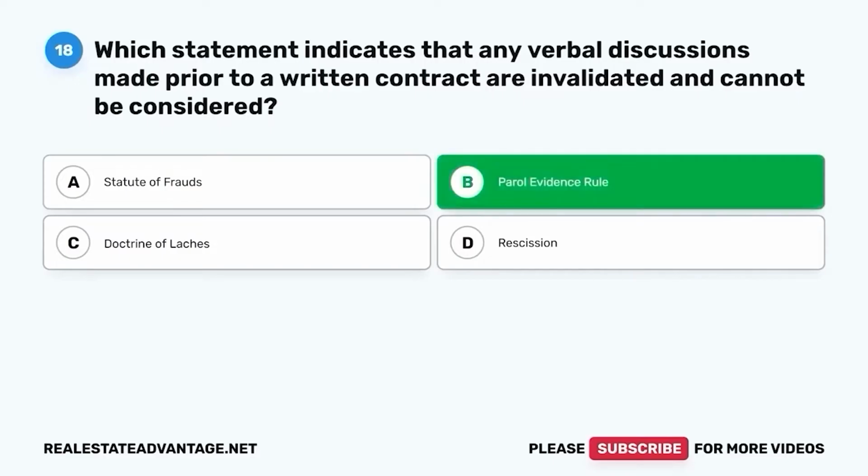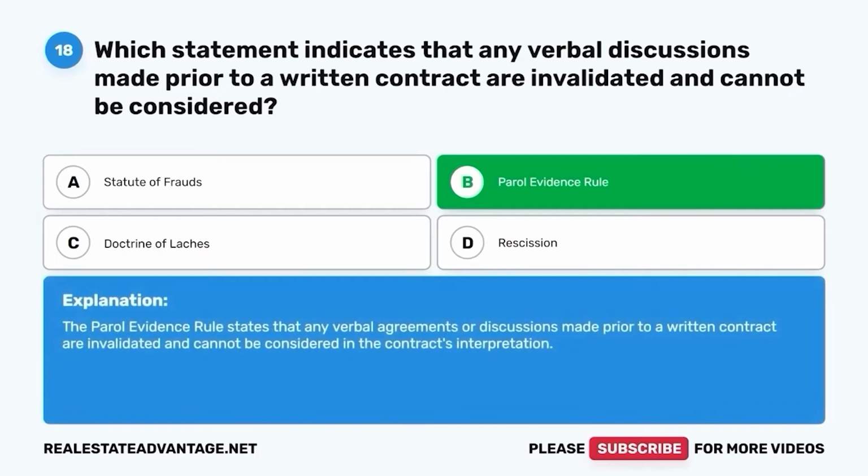The correct answer is B. Parole Evidence Rule. The Parole Evidence Rule states that any verbal agreements or discussions made prior to a written contract are invalidated and cannot be considered in the contract's interpretation.